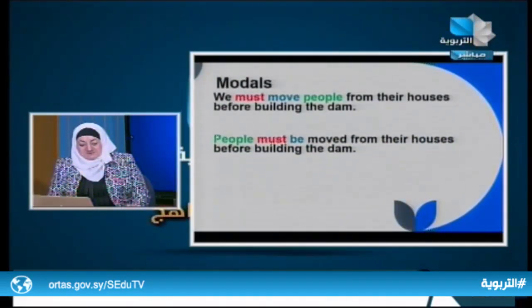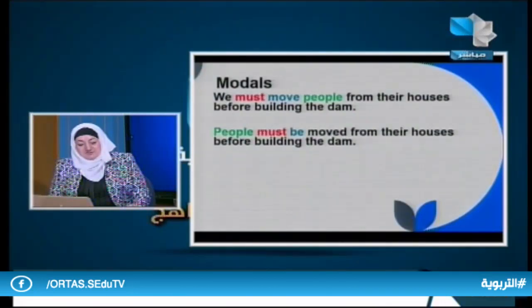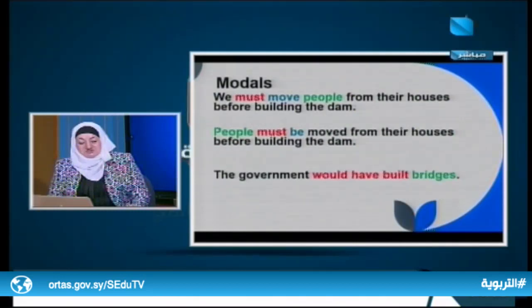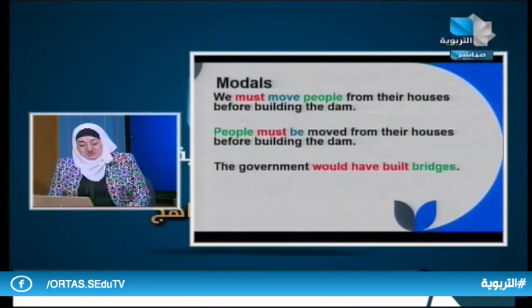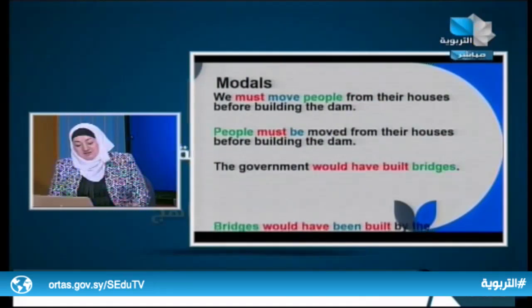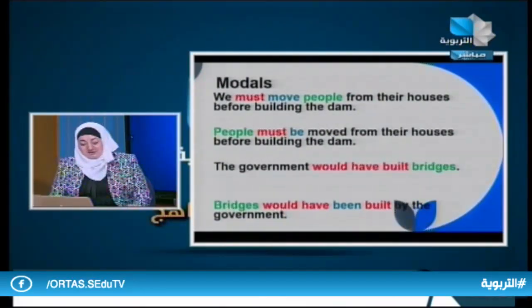The model plus be. But we have a case here when the model is used in the past. The government would have built bridges. This is the past form of the models. In the passive, bridges would have been built by the government. Okay, we add here been between have and built. That's all.